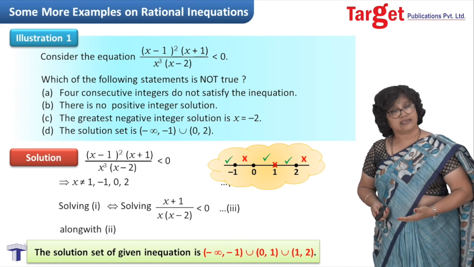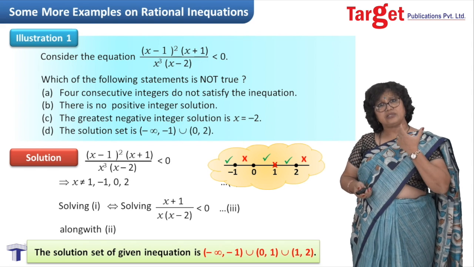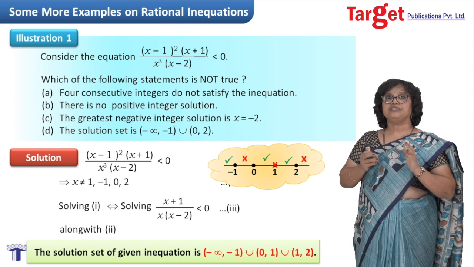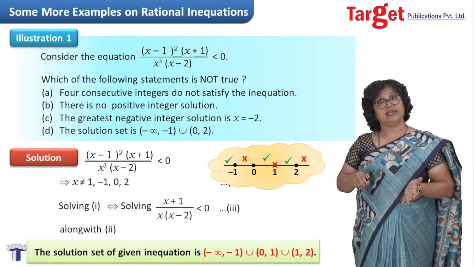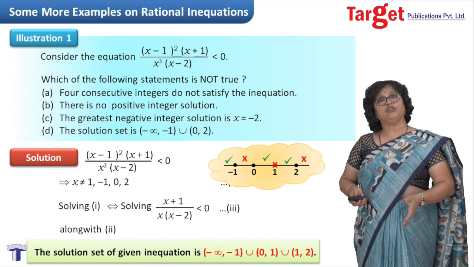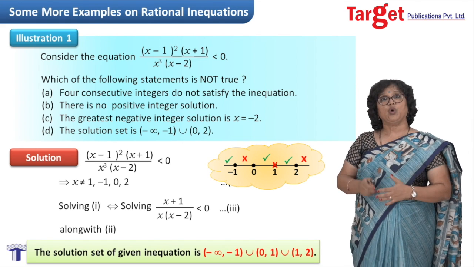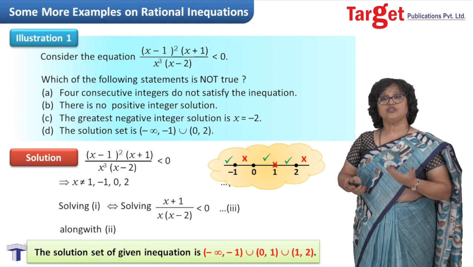Then I look at the second statement. There is no positive integer solution. Look at the solution set. We have 0 to 1 open interval, means 1 is not included. Then I have union 1 to 2. Again 1 not included, 2 not included, means no positive integer in the solution set. So statement B is also correct.